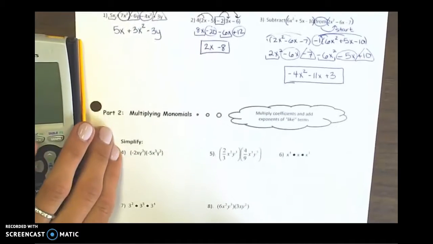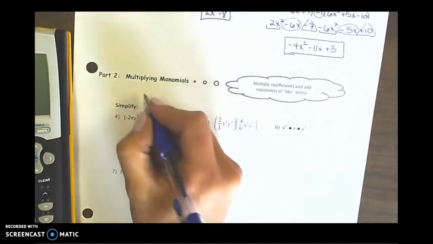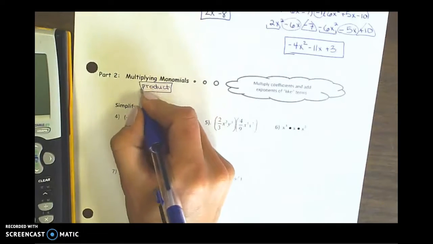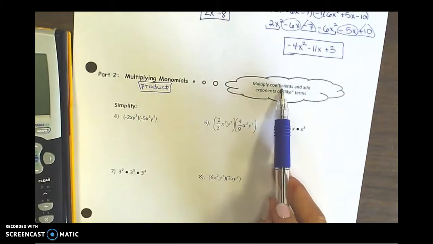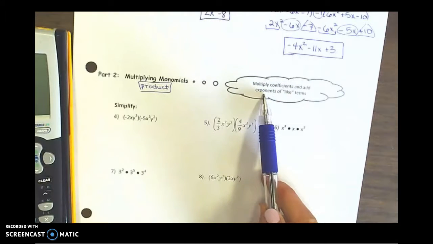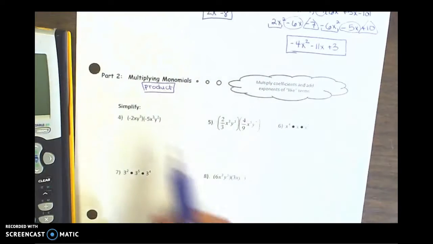Okay, next up, we have multiplying our monomials. So when you multiply, you might also hear the word product. So product means we're multiplying together. So when we multiply, we're going to multiply the coefficients, the number in front, and we're going to add the exponents of the like terms. So let's take a look here at number one.